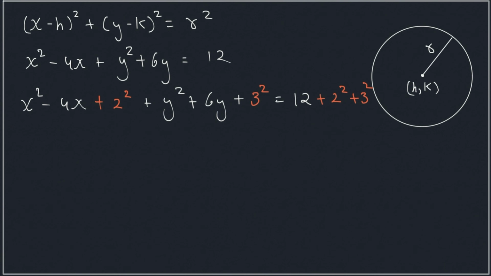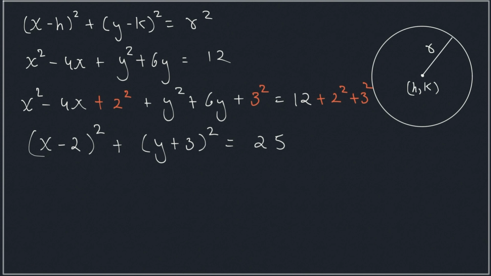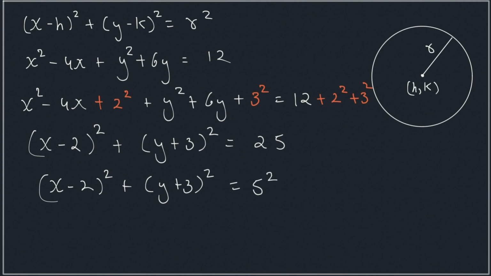After this, we can see x squared minus 4x plus 2 squared is a perfect binomial square, and we can rewrite it as (x minus 2) squared. Similarly, y squared plus 6y plus 3 squared is also a perfect binomial square, and we can rewrite it as (y plus 3) squared. On the right side, we will get 12 plus 2 squared plus 3 squared, or 25, or we can rewrite 25 as 5 squared. Therefore, the center of the circle will be at (2, negative 3), and the radius will be 5.